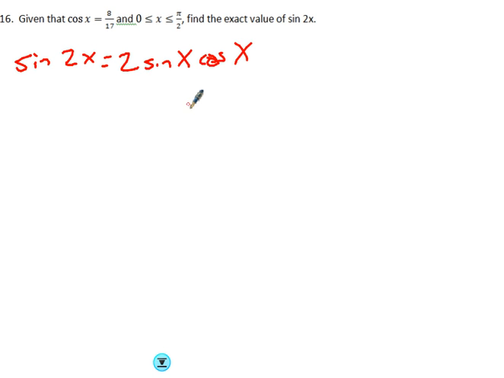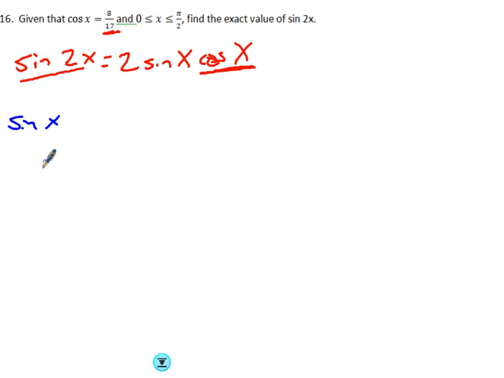We don't really know what the angle is, but we do know that the cosine of x is equal to 8/17. If we can find out what the sine of x is, we'll be in good shape, because we just have to multiply it by 8/17 and by 2, and that's what we're trying to solve for. So we need to figure out what the sine of x is.